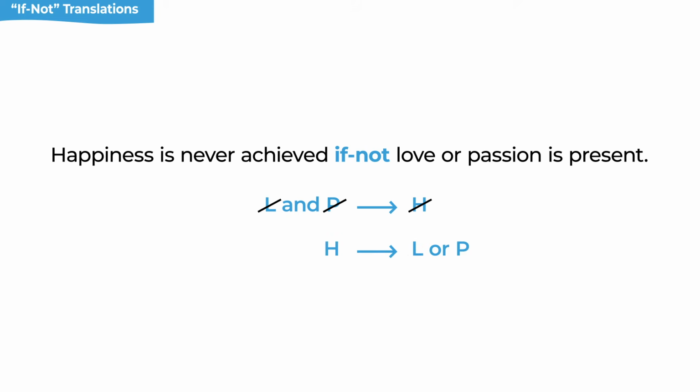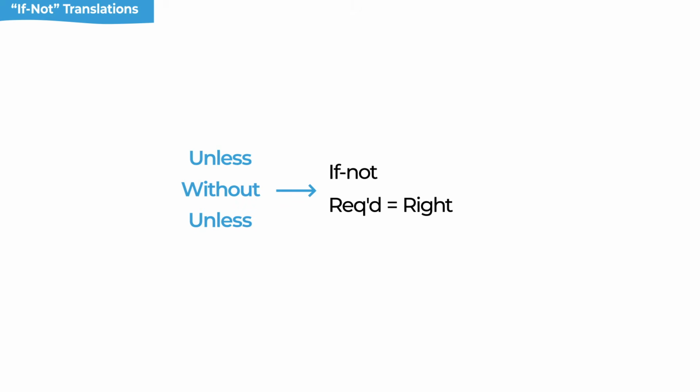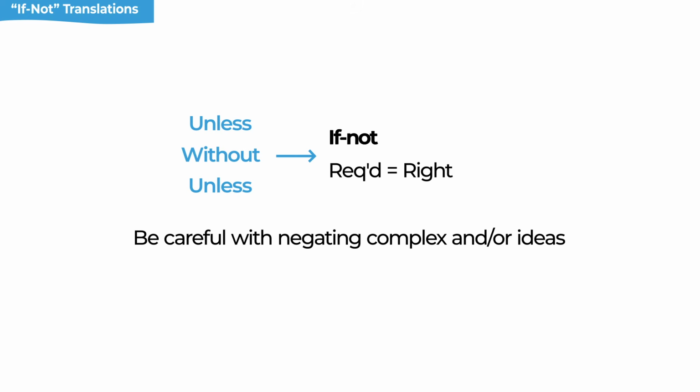What does the requirement sound like? Well, it's saying happiness requires at least love or passion. So anytime we see these three words, we can either choose to replace it with if not and put the attached idea on the left side but negated. We just have to watch out if it's a complex idea. Negating involves flipping and or.